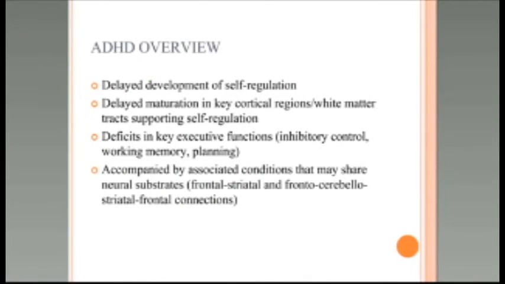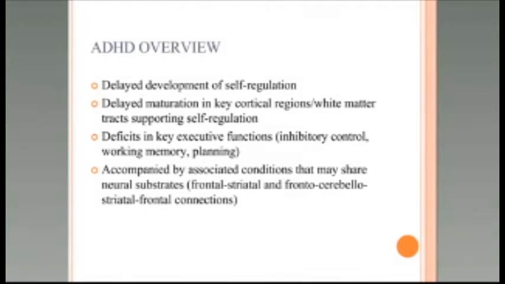So overall, in terms of thinking about ADHD then, the summary is that these are children who show delayed development of self-regulation, so attention regulation and behavioral regulation, and this may be directly related to delayed maturation in key cortical or brain regions, as well as white matter tracts that support self-regulation. They frequently show deficits in key executive functions, such as inhibitory control, working memory, and planning, and these are certainly frequently accompanied by associated conditions that might share the same underlying brain findings.